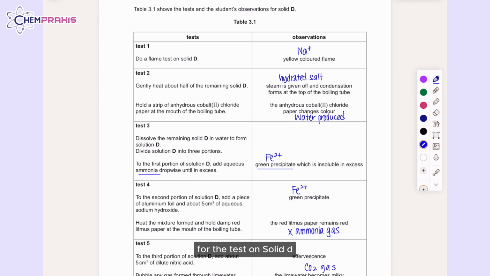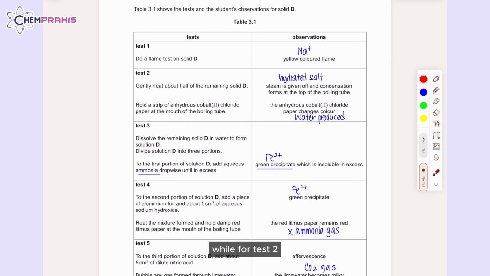For the tests on solid D, table 3.1 shows the tests and the observations for solid D. When you do a flame test, it gives you a yellow color flame. Usually a yellow flame means that there are sodium ions in solid D.